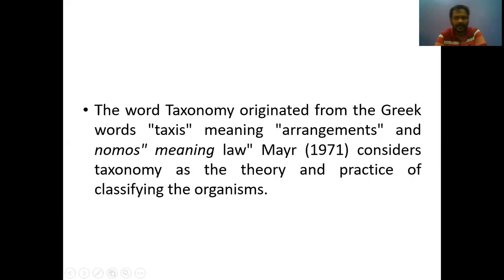The word taxonomy originated from the Greek words taxis, meaning arrangement, and nomos, meaning law. According to Mayr, 1971, taxonomy is the theory and practice of classifying organisms. So for every collection methodology, you have to know the basics of taxonomy.